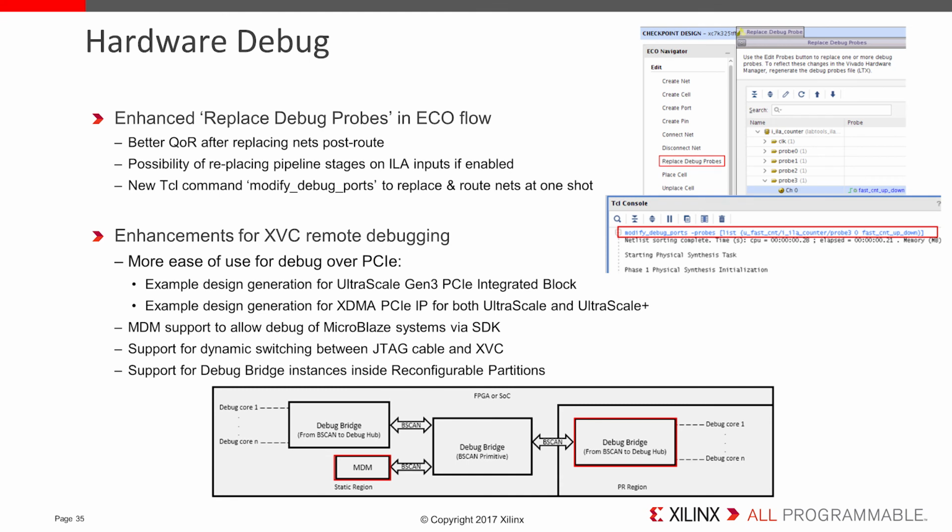For hardware debug, the replace debug probe capability in ECO flow has been enhanced. With this new process, there's going to be improved QOR after replacing the ILA probes. This new command replaces and routes nets in one step and leverages physical synthesis, place and route to improve QOR, especially if pipeline stages are used for ILA IP.